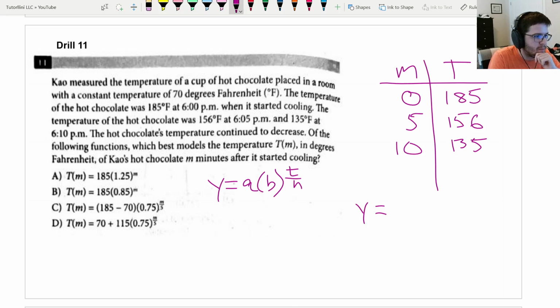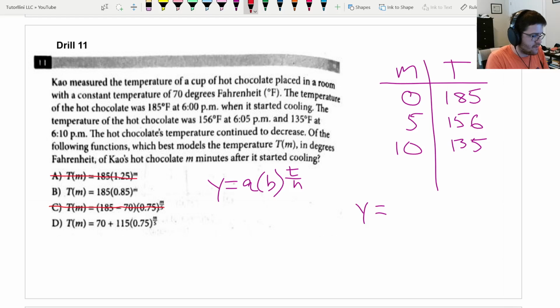Okay, so if I plug in 0 for the first one, I get 185. Plug in 0 for the second one, I get 185. If I plug in 0 for the third one, I definitely do not get 185, so he's out. And if I plug in 0 for the fourth one, 115 plus 70, I do get 185. Okay, so now let's try plugging in 5. So 185 times 1.25 to the 5. Okay, that gives me a much bigger number. That's actually going up. So this guy's out.